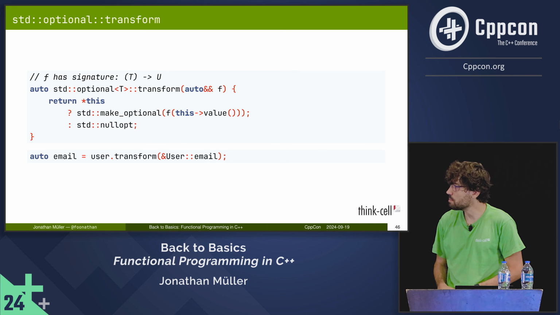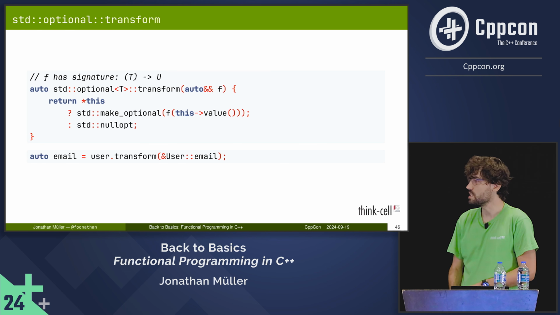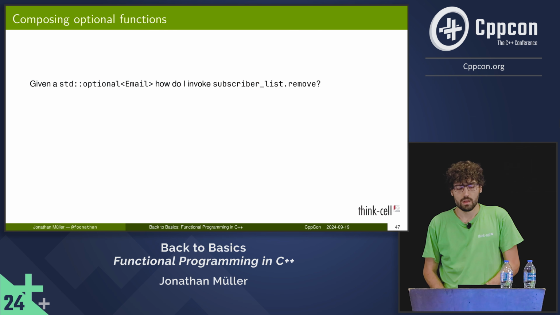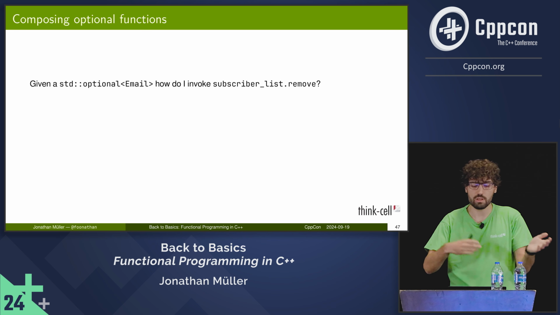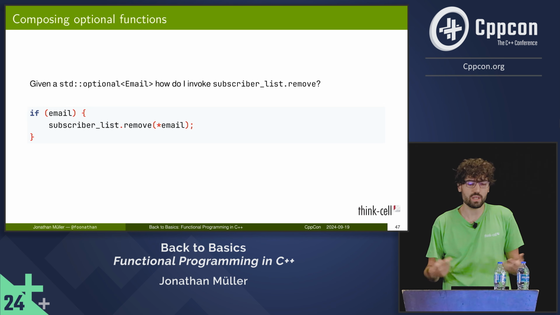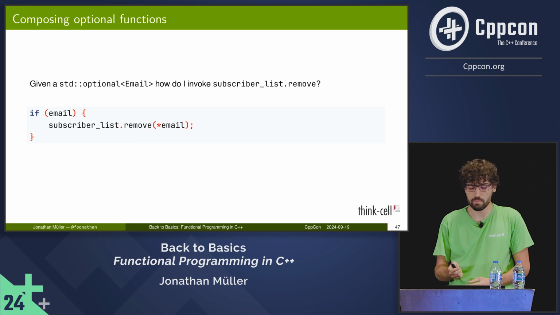And now we can just say email, user.transform, get me the email. And this turns an optional user into an optional email by accessing the email member. So now we have an optional email. And now we want to only invoke the remove on the subscriber list if we have an email. And for that, we can use an if statement, right? So if you have an email, remove the subscriber from the user.